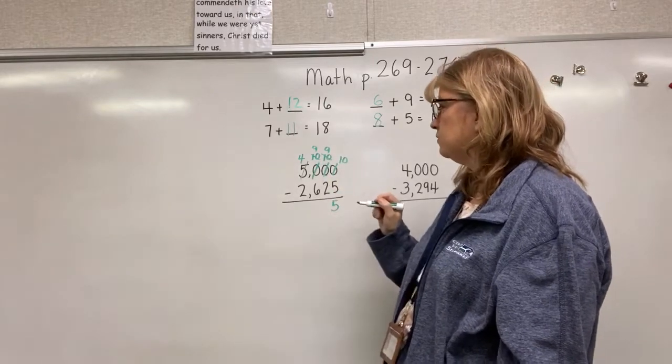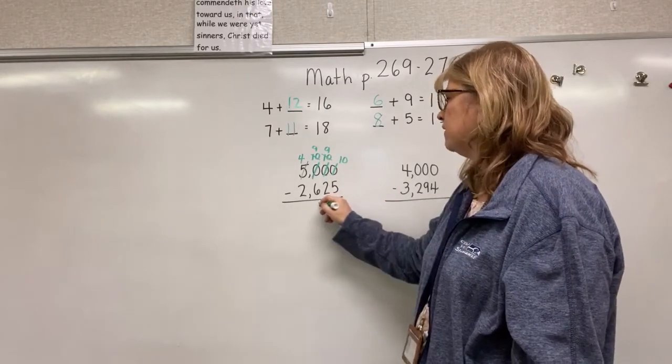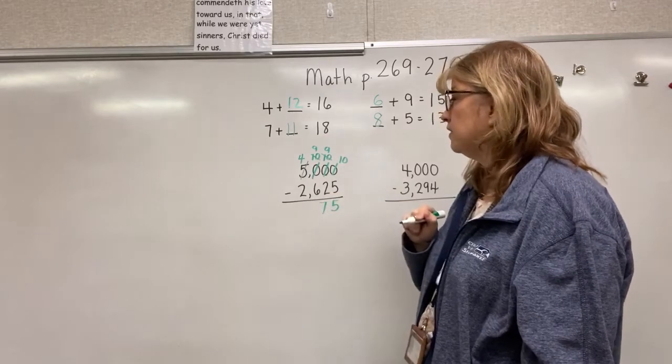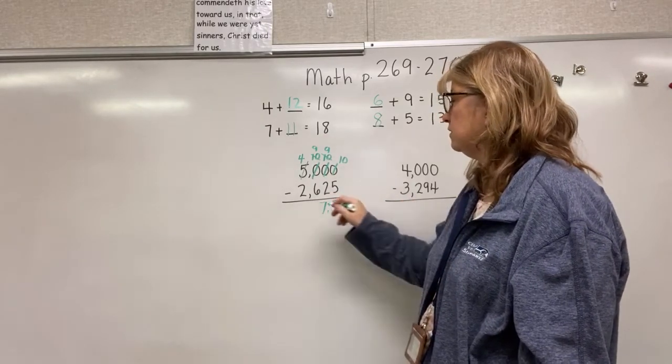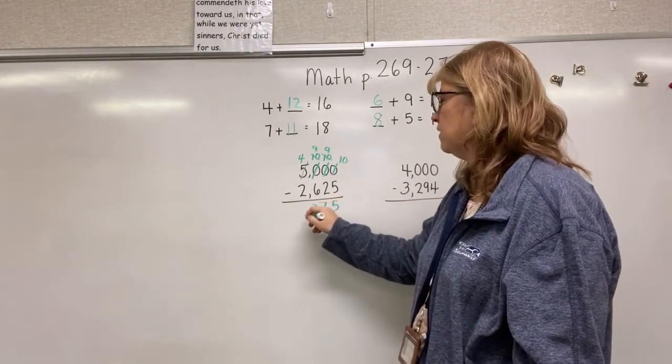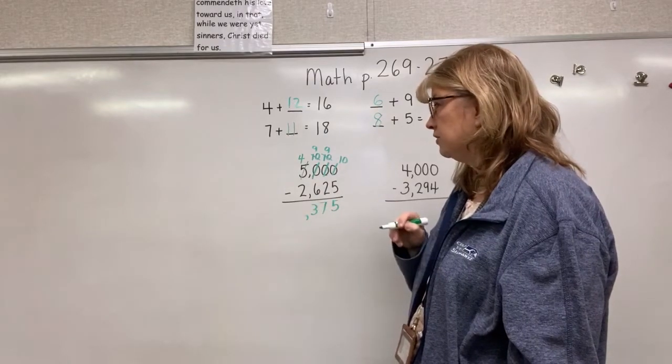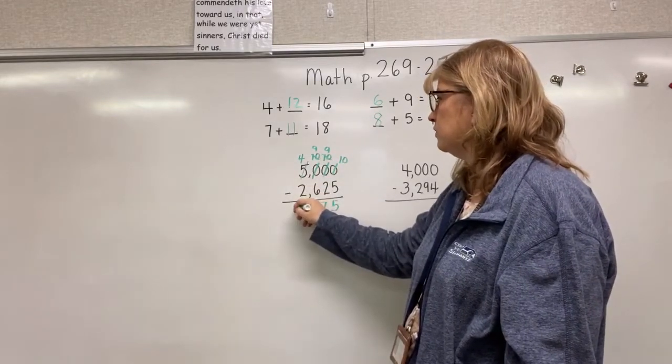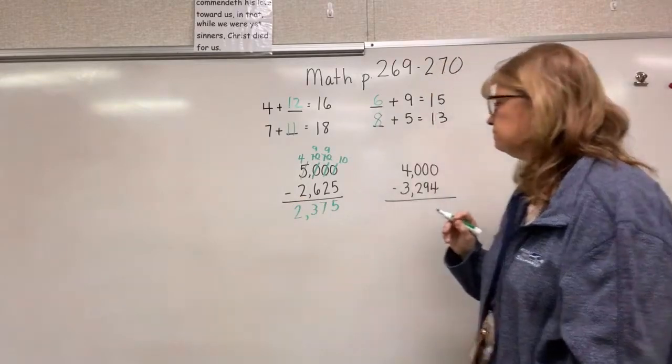9 minus 2 equals 7. 9 minus 6 equals 3. Bring down your comma so you don't forget, and then 4 minus 2 equals 2.